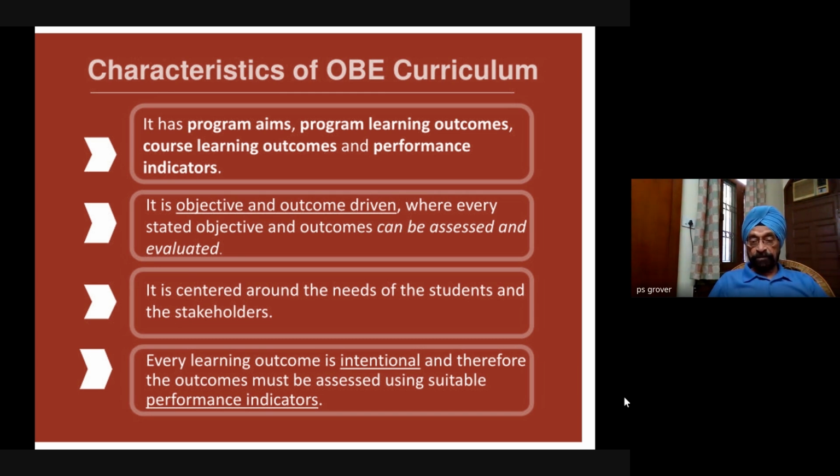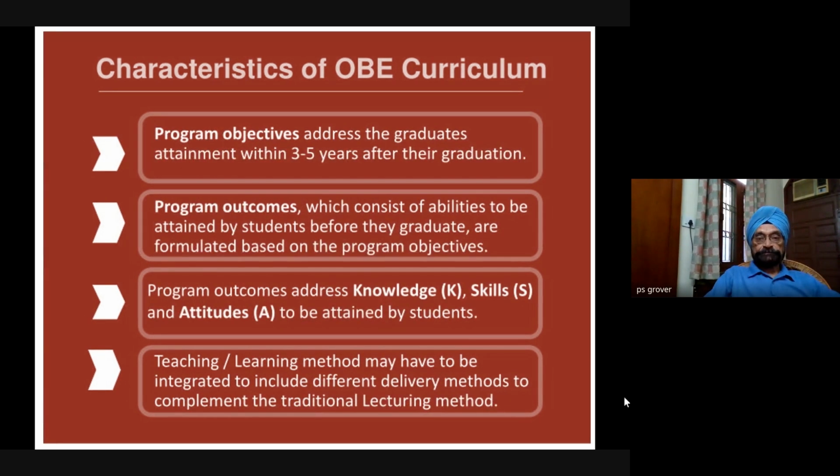So every learning outcome is intentional. As I mentioned earlier, we decide what is the learning of students. Now, you must have been exposed to this. Program objectives: what are the students going to learn in 3 to 4 years? Program outcomes: which kinds of abilities are to be attained by students before they graduate? Program outcomes address knowledge, skills, and abilities.